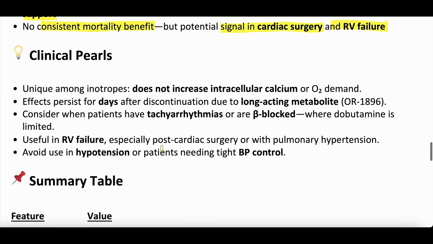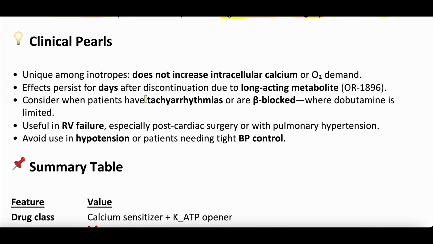If we were to summarize this into the clinical pearls, this is a unique drug among inotropes. It does not increase intracellular calcium and as such does not increase your myocardial oxygen demand. It just increases your sensitivity to the calcium present. It persists for days after discontinuation due to this long-acting metabolite, right? 7 to 10 days. Consider use when patients have a tachyarrhythmia or are beta blocked, if you're in one of the countries that can use it. It may be more useful in RV failure because it might decrease your pulmonary vascular resistance. That's what your right ventricle pumps against, the pulmonary vascular resistance.